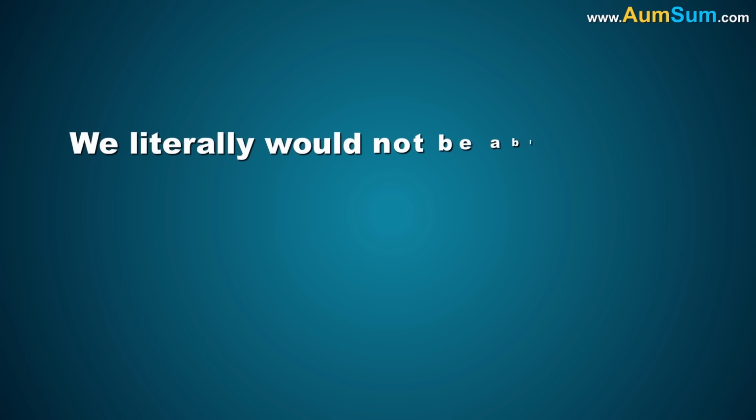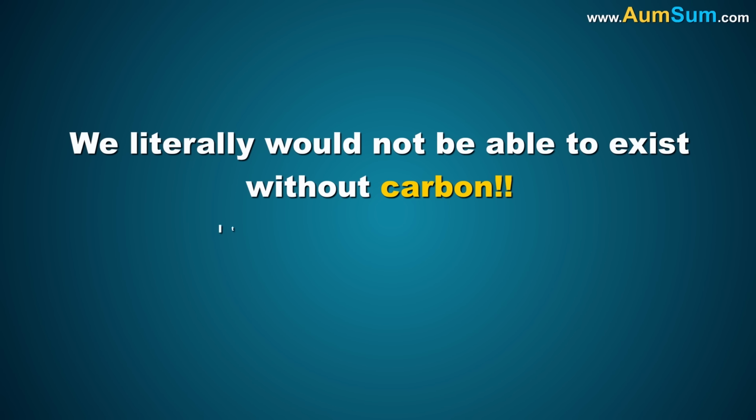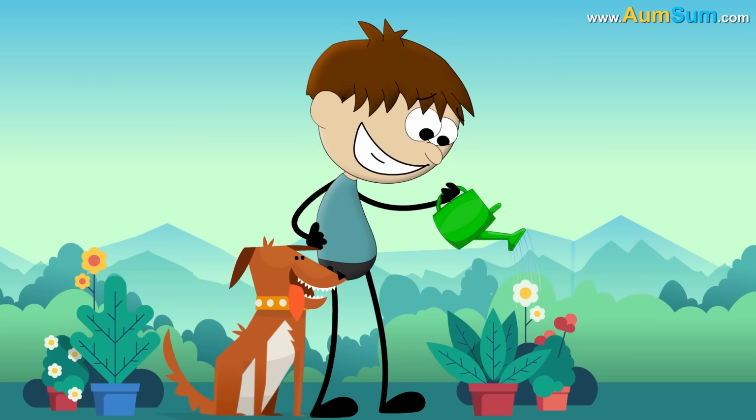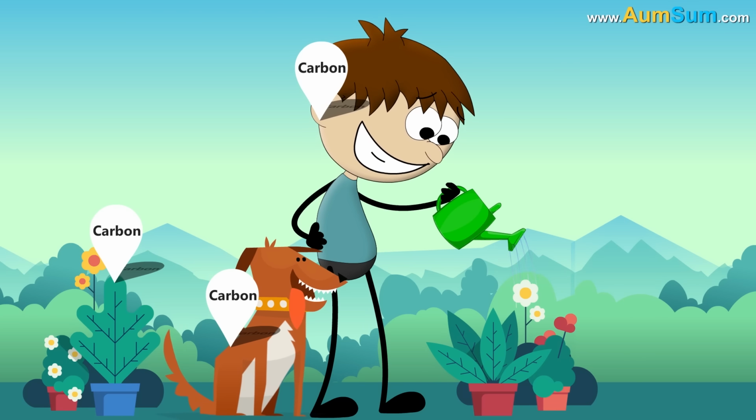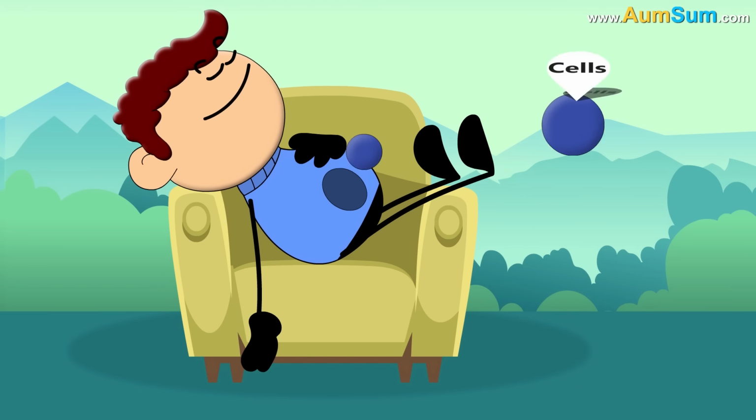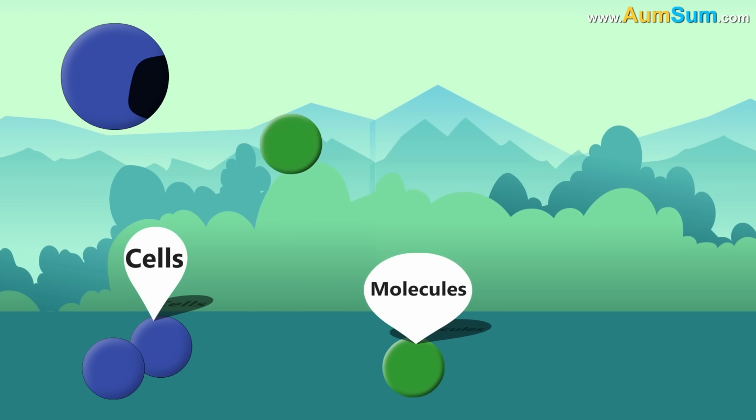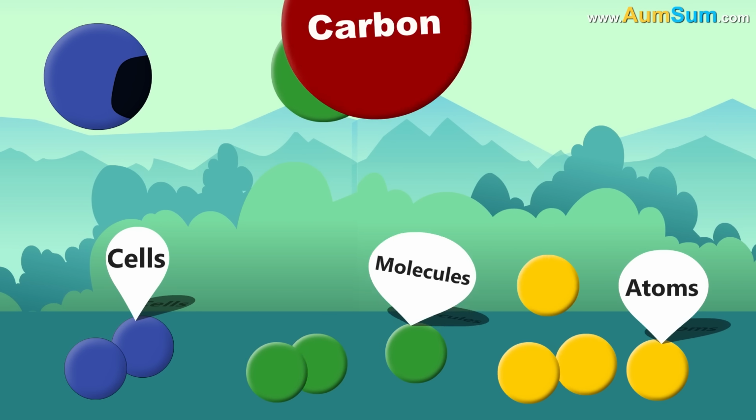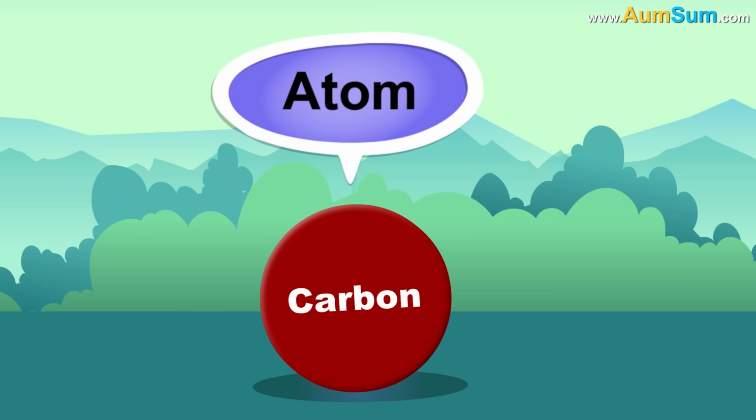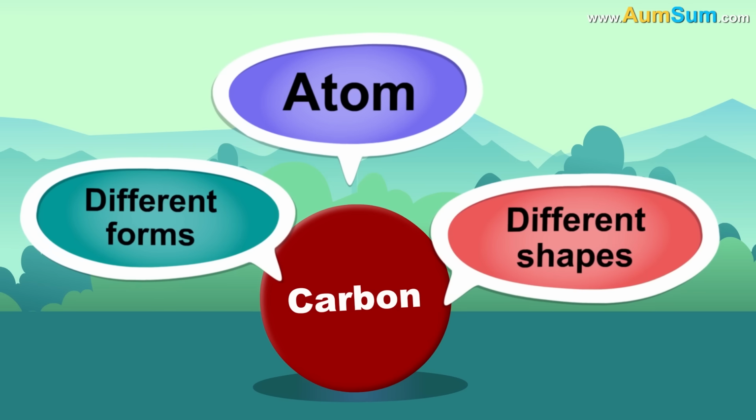We literally would not be able to exist without carbon. It is that important. It is known to be present in some form or the other in every known life form on Earth. How? We all are made up of cells. Cells contain molecules, which contain atoms. Carbon is one such type of atom, but it comes in different shapes and forms.